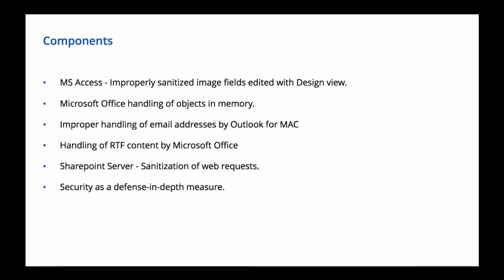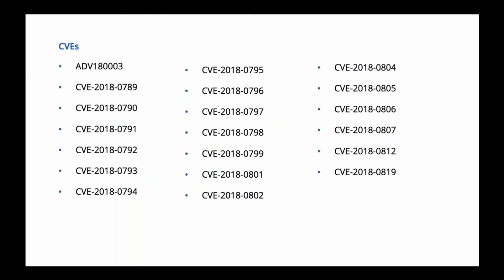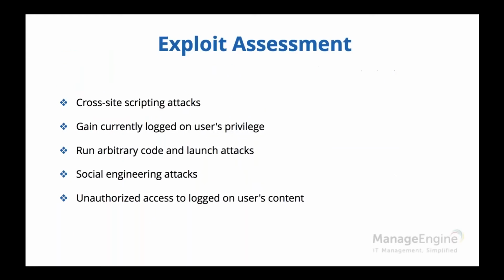And then this time with Microsoft Outlook for Mac, there has been an issue reported about the improper handling of email addresses. And again, with respect to Microsoft Office, we have the rich text format content, which all of us are aware of. This handling has also been reported to be improper, allowing for arbitrary code, a remote code execution vulnerability in the Microsoft Office software. And then with regards to SharePoint Server, the component that is to be exploited is the sanitization of web requests.